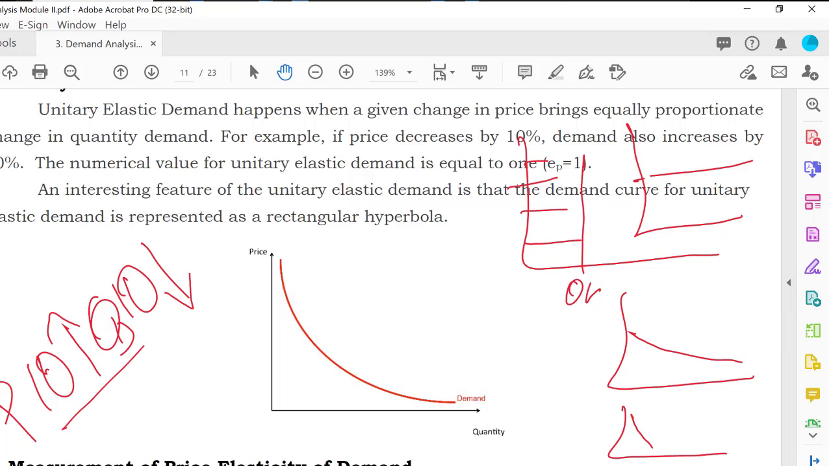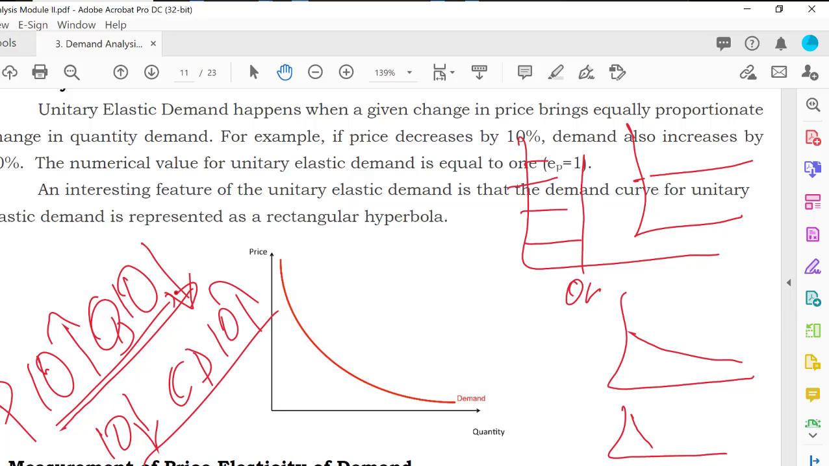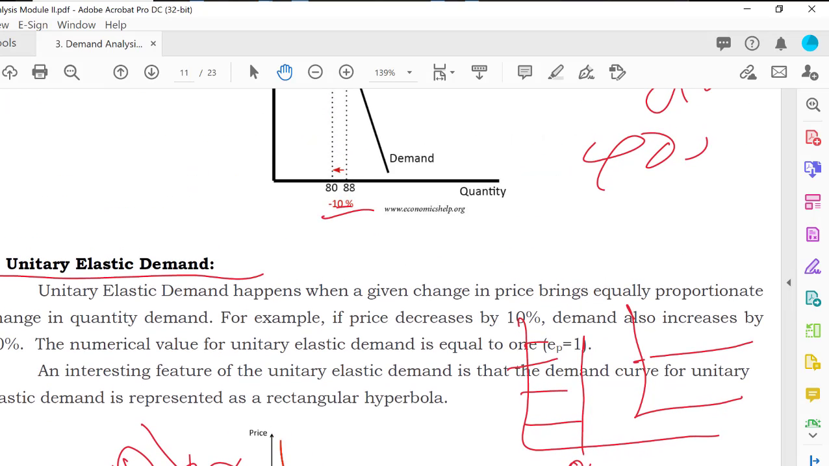So here the quantity demanded responds proportionately to changes in price. Or in other words, when the price decreases by 10%, quantity demanded also increases by 10%. So in that situation, there is some sort of equal or proportional response by quantity demanded to changes in price. We call it unitary elastic. 1% change in price, 1% change in quantity demanded. 2% change in price, 2% change in quantity demanded. So that situation is unitary.